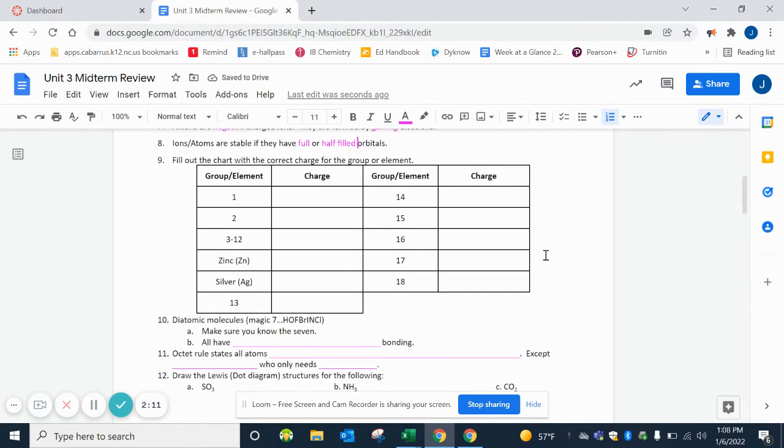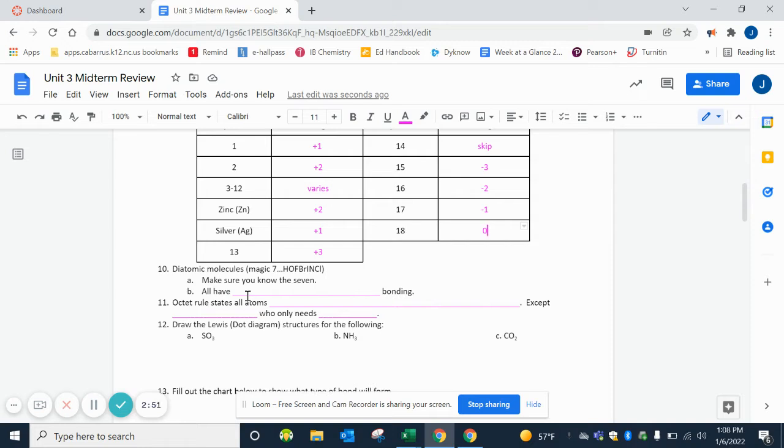Okay, you may need to make sure that you know your charges for your different groups. So group 1 is +1, group 2 is +2, group 3 through 12 varies, and we have to be told what that charge is, and we'll talk more about that in our next unit. However, zinc is always +2 and silver is always +1. Group 13 is +3. Group 14 we tend to skip over because there's lots of different things happening. Group 15, -3, 16, -2, 17, -1, and then group 18, our noble gases don't have a charge.